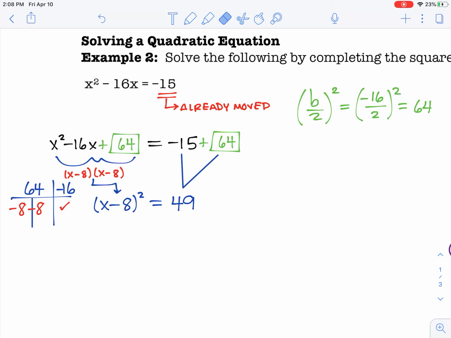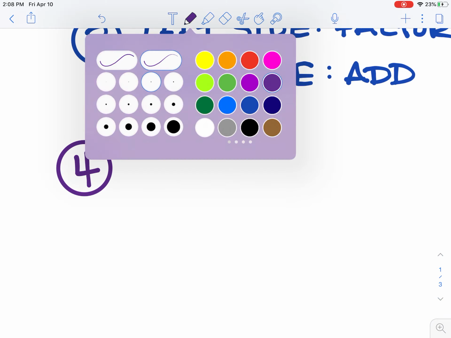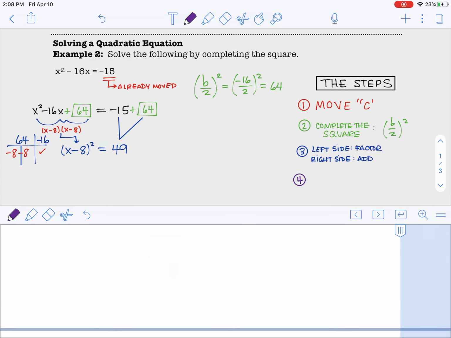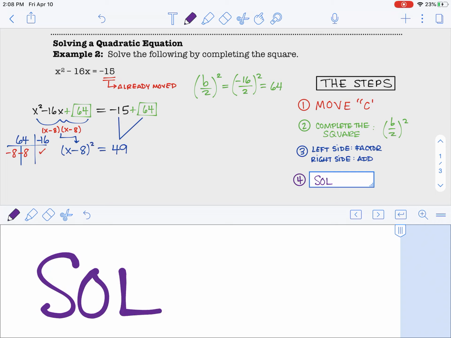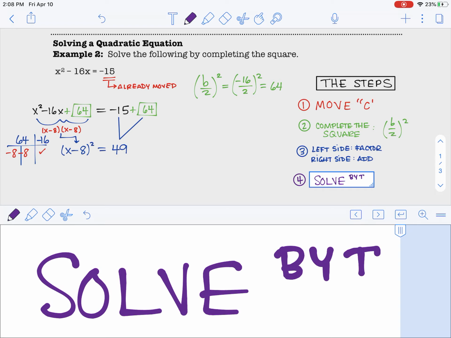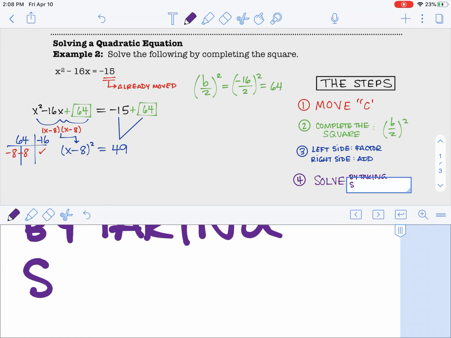So, how do we use this method to then solve? We call upon a method from earlier in the chapter, and our final step is to solve by taking square roots.